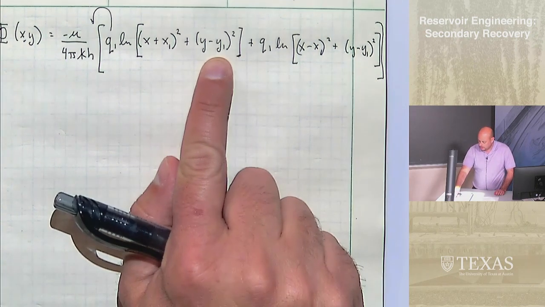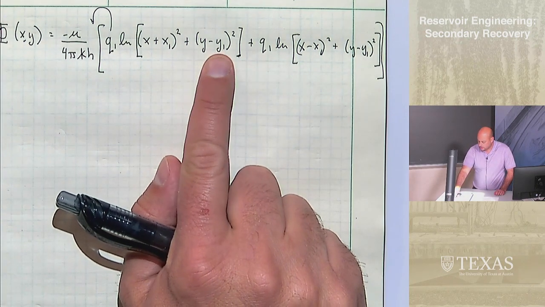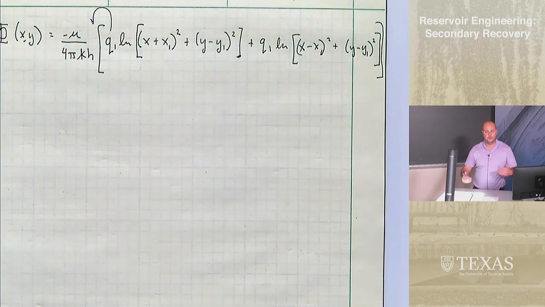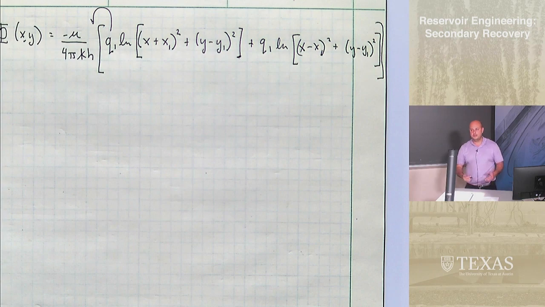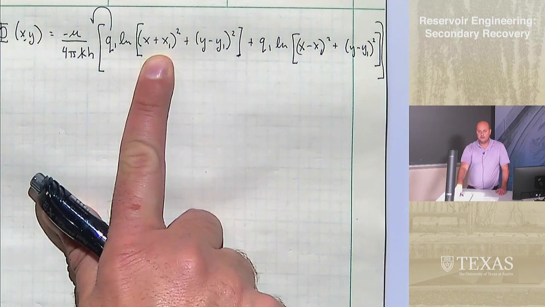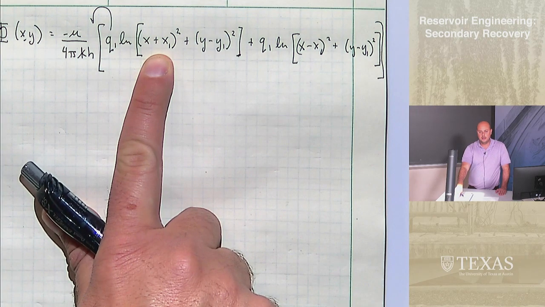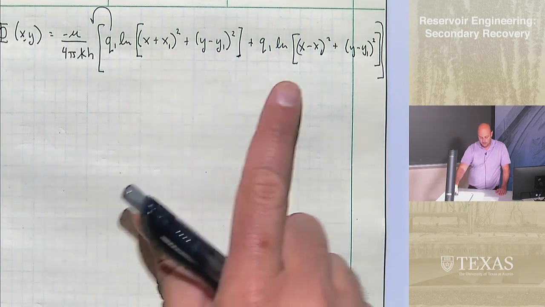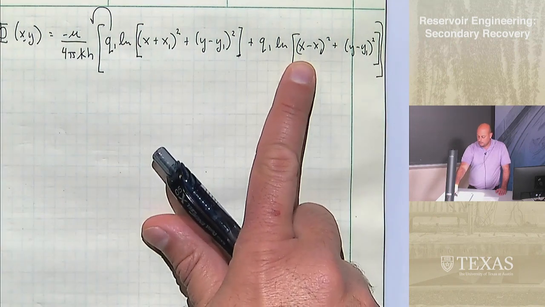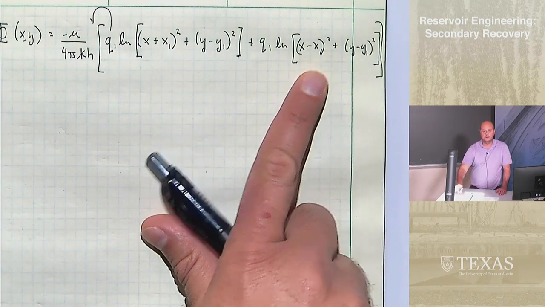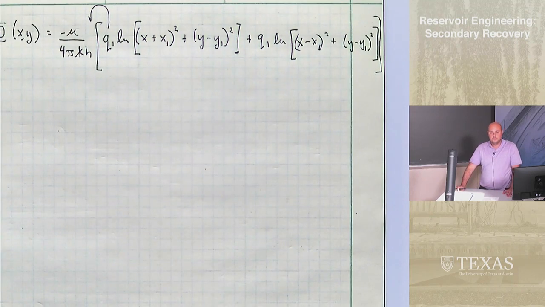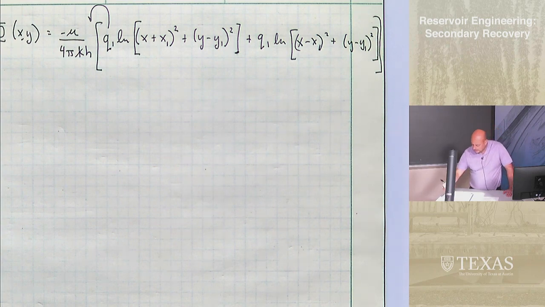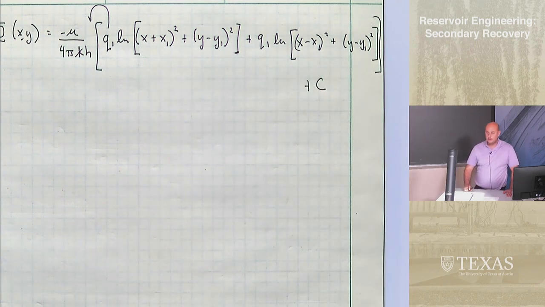The Y location is the same in both cases. So Y is equal to Y1 for both the real well and the image well. However, one thing that is different is that in the real well, we were at negative x1. So x minus negative x1 is x plus x1. But on the image well, x was equal to positive x1. So x minus positive x1 is x minus x1. Okay, and there would be a constant of integration again over there.